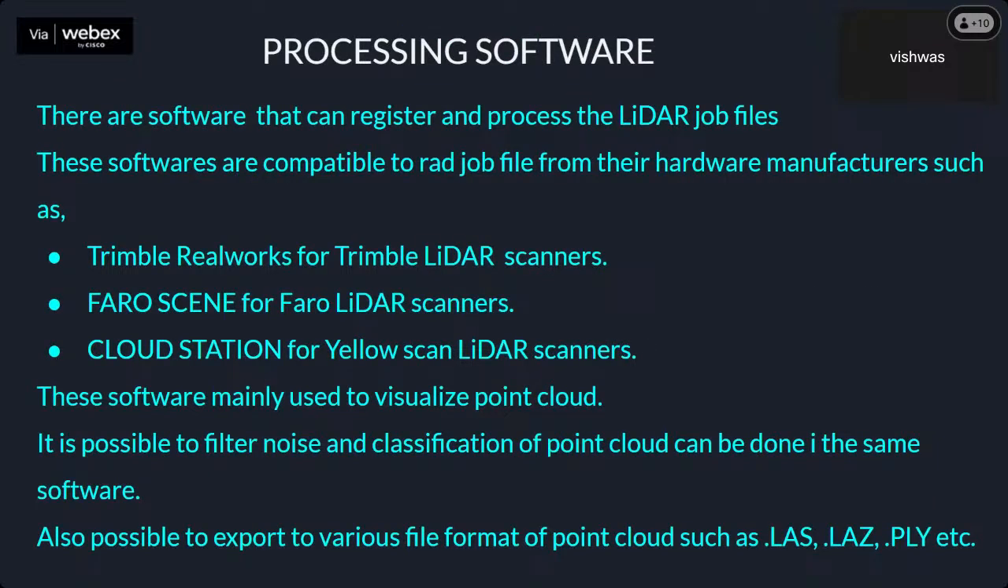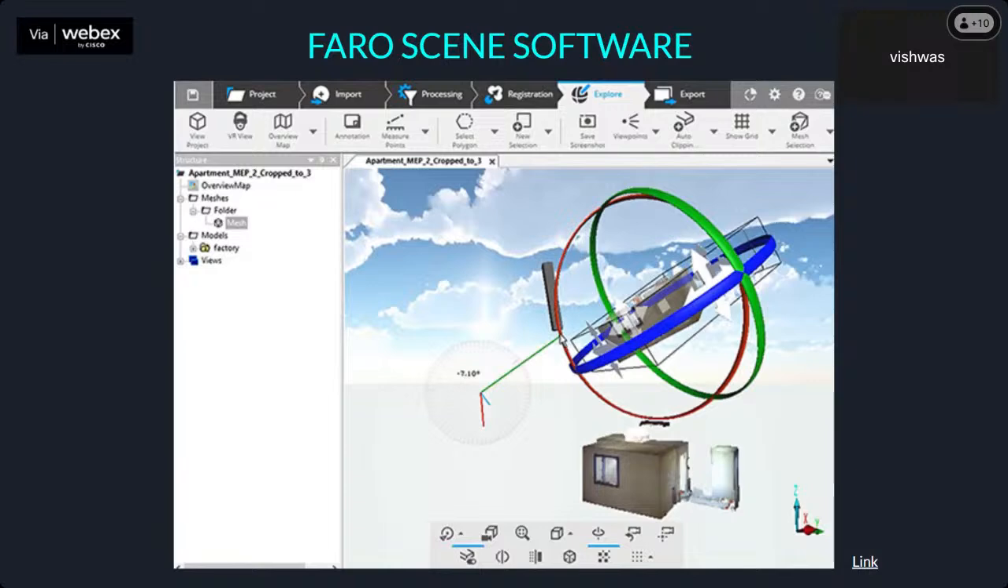So there are different processing software. If they are using Trimble, there's Trimble RealWorks. If we are using Faro, I'll demonstrate this. Faro has Faro Scene, and Yellowscan, there's one more brand which has Cloud Station. So this is just a screenshot of the software, how the lidar processing software will look.